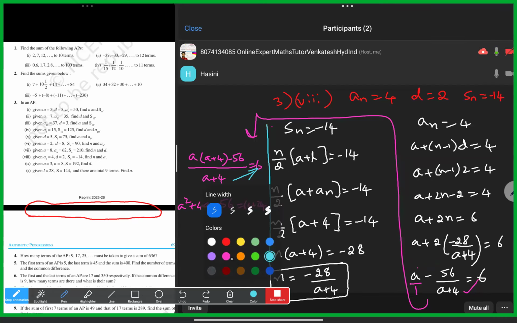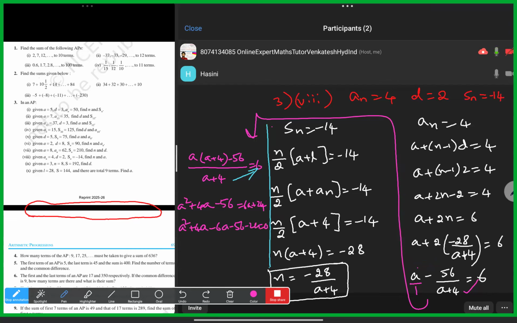So next step is, Hasni, a square plus 4a minus 6a minus 56 minus 24 is equal to 0. Means I am bringing every term to the left side. So now, Hasni, a square plus 4a minus 6a is minus 2a. Minus 56 minus 24 is minus 80.